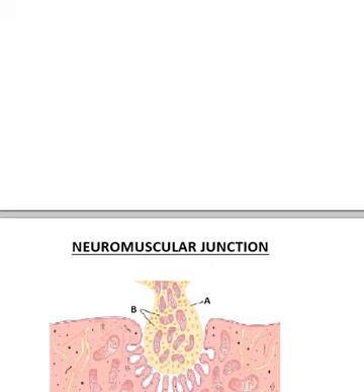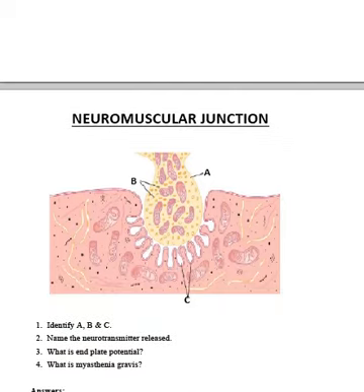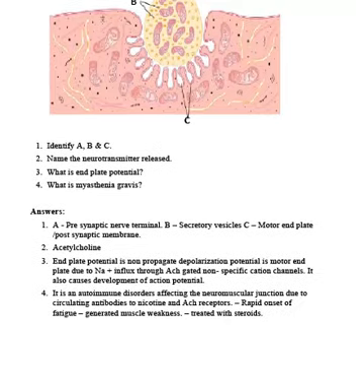the neuromuscular junction. So here they used to ask us to mention the parts A, B, C. They ask questions such as: identify A, B, C, name the neurotransmitter released, what is the end plate potential, and what is myasthenia gravis. We have to answer each and every question. Okay, so we'll see the answer.